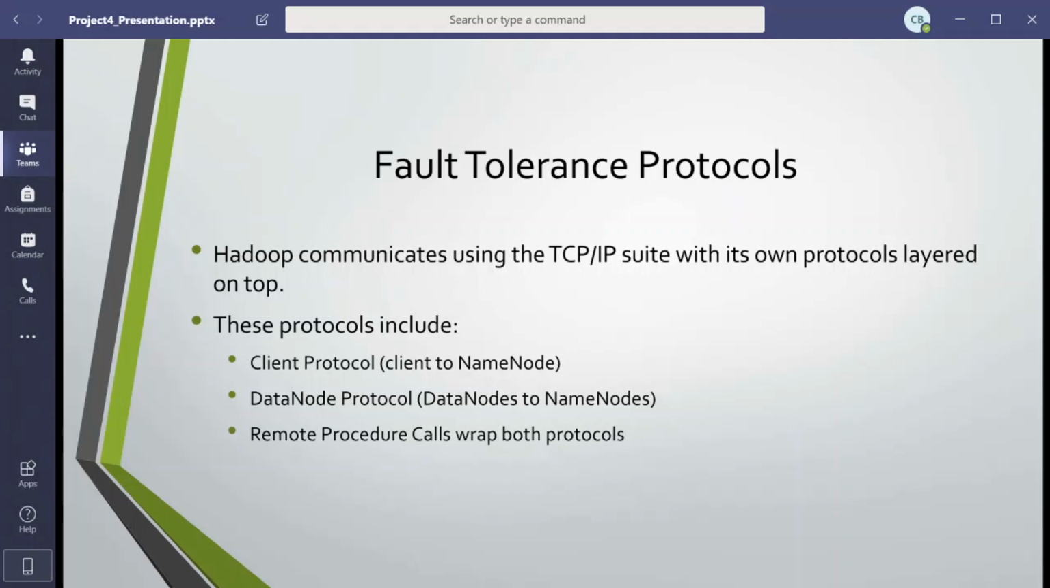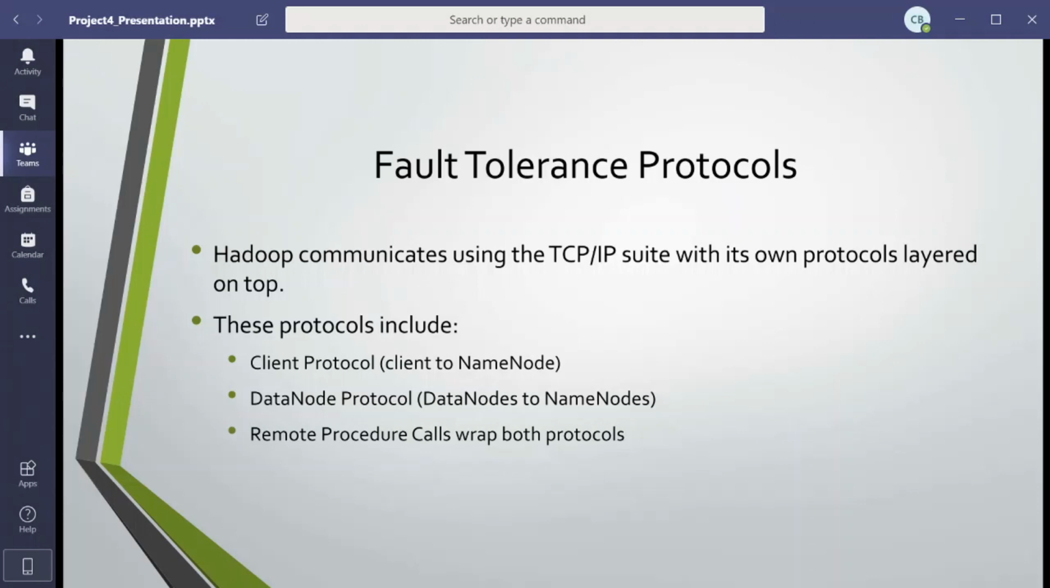But not only does Hadoop use these protocols, it also uses three of its own protocols. It uses a client protocol, and this dictates how the client communicates with the name node. The client can't just communicate with the name node any given way. There's a specific, you could even say language, to how they are meant to communicate with one another so that they're both on the same page and can detect any errors that happen in that communication.